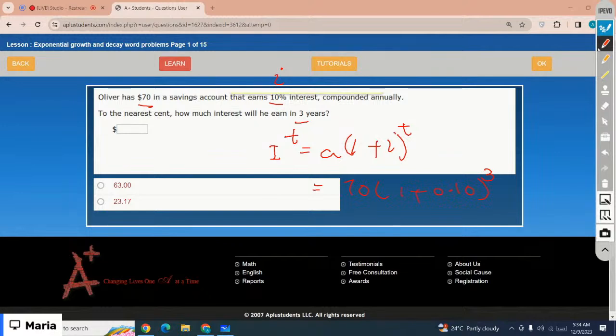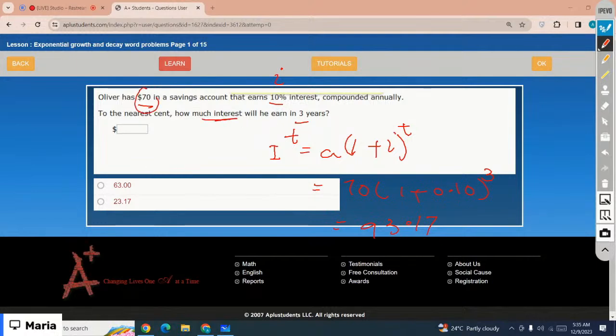1 plus 0.1, that is 1.1, and 1.1 exponent 3 is 1.331. 1.331 times 70 is 93.17. That means after 3 years he has 93.17, but you have to calculate the interest only.